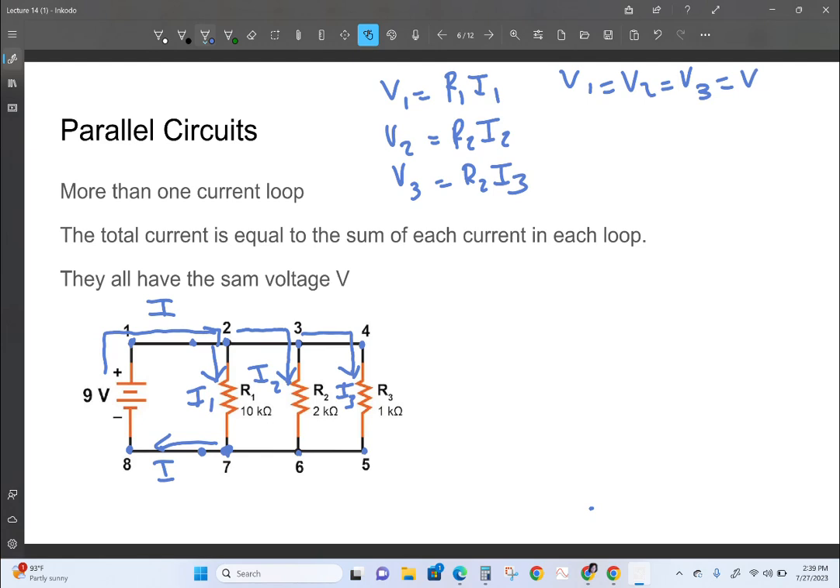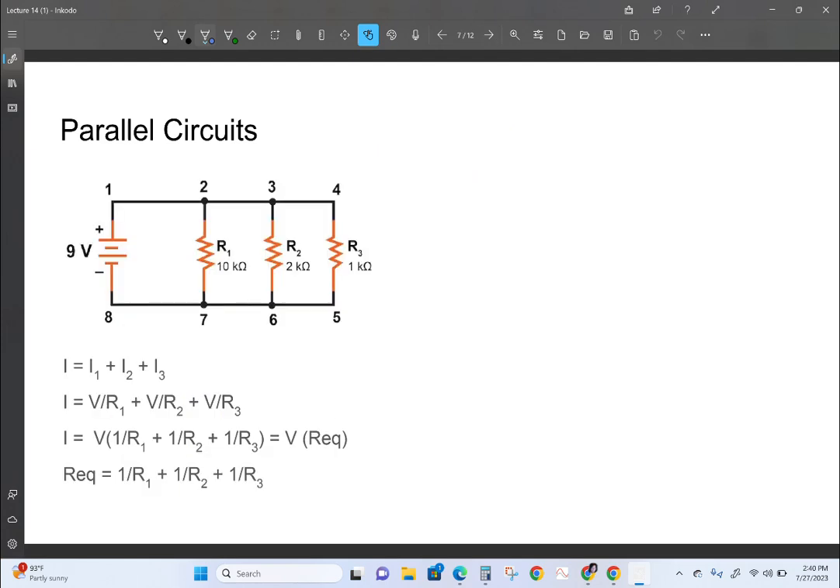So resistors in parallel have more than one current loop, which means the total current is equal to the sum of each of the current paths. So I equals I1 plus I2 plus I3. And they all have the same voltage. So this is exactly opposite to the series circuit where they all have the same current but different voltages.